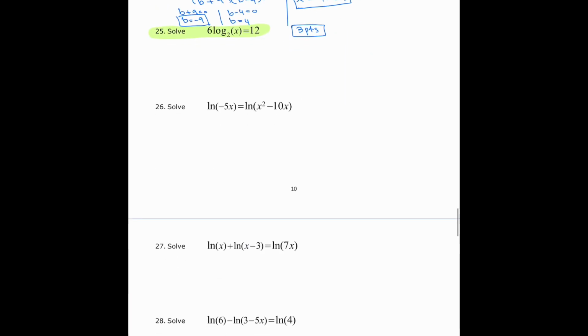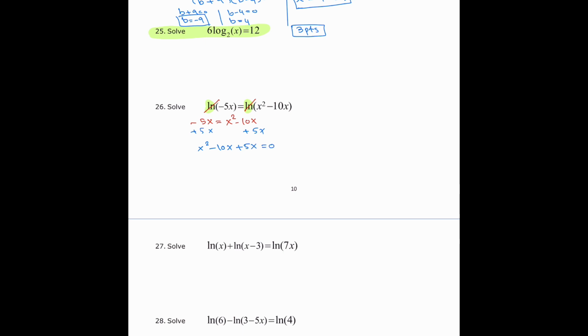Question number 26. Notice how we have ln on both sides, so we can basically eliminate ln on either side, and we're going to say since we have a logarithm equals another logarithm, that means the arguments are the same. So negative 5x equals x squared minus 10x. I'm going to turn this into a quadratic. I will add 5x to both sides. So I will have x squared minus 10x plus 5x equals 0.